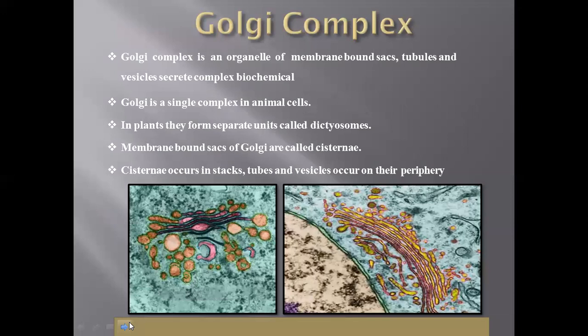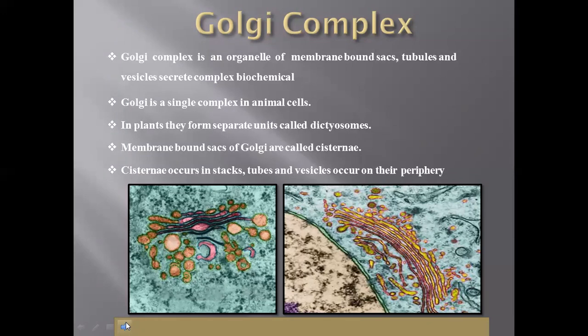Next is Golgi complex. Golgi complex is an organelle of membrane-bound sacs, tubules, and vesicles. It's not like, my dear students, that the endoplasmic reticulum continues. Here you can see the vesicles. The tubules are lying one after the other. Vesicles secrete complex biochemicals. In animal cells, it is present in the form of a Golgi complex, whereas in plant cells, they are formed as units and they are known as dictyosomes.